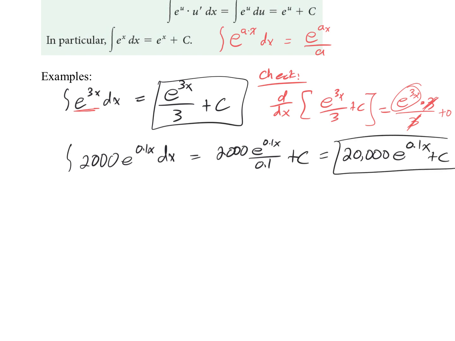And of course, you can look at this and identify what the derivative of this function would be. You would take 0.1, multiply it to this, get 2000. E to the 0.1x would stay e to the 0.1x. Derivative of c is 0, so then we see that that checks out. We have successfully found an antiderivative. Last example for these notes.